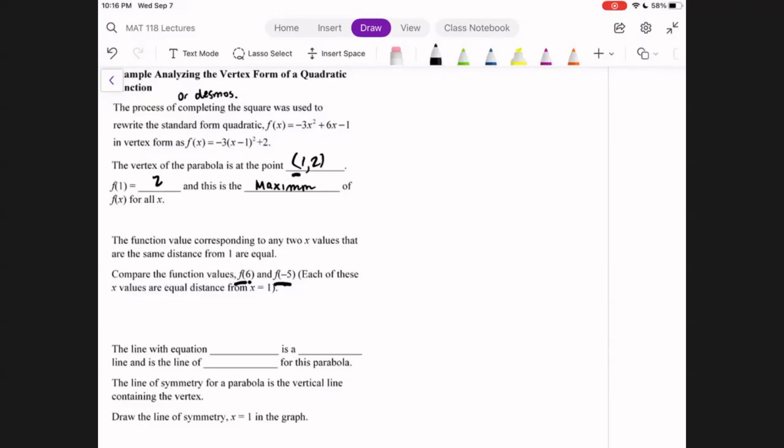Okay, so they're both compared. Each of these values is, I think there's actually a typo here. This should not be it should be minus 4. Okay, this book's getting a little bit ahead of itself. Right.